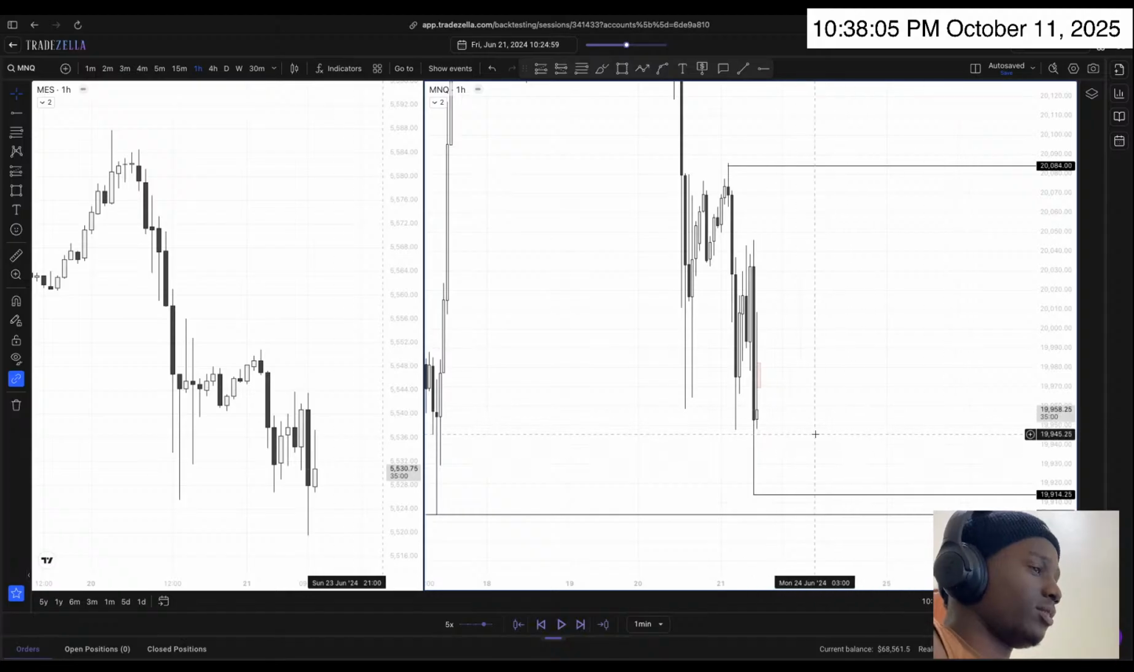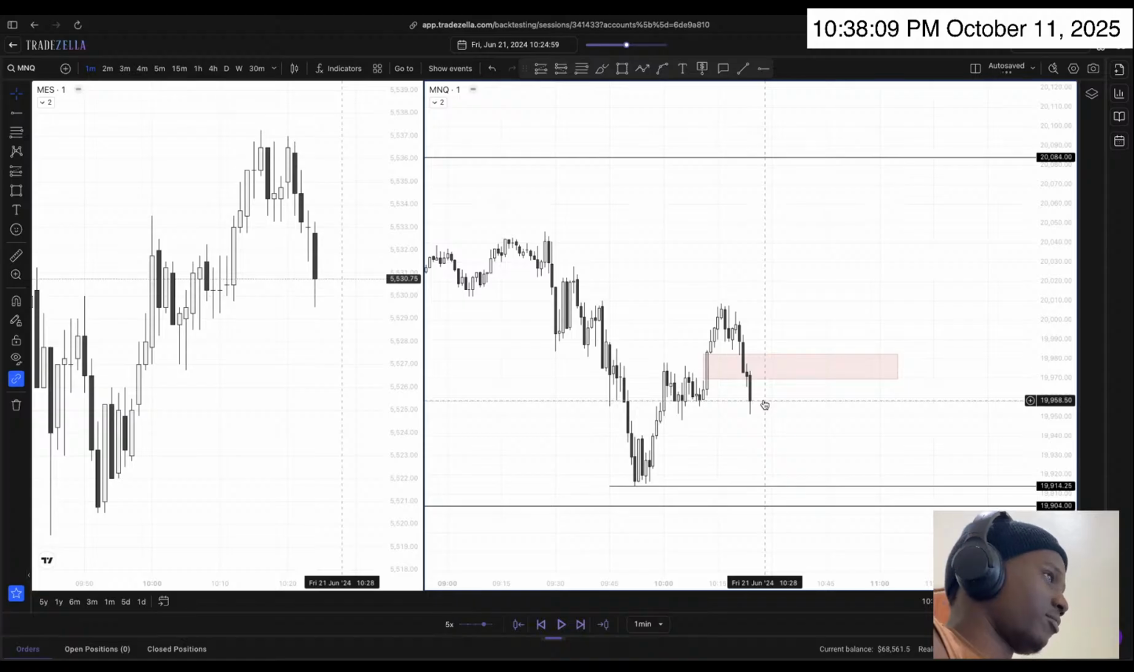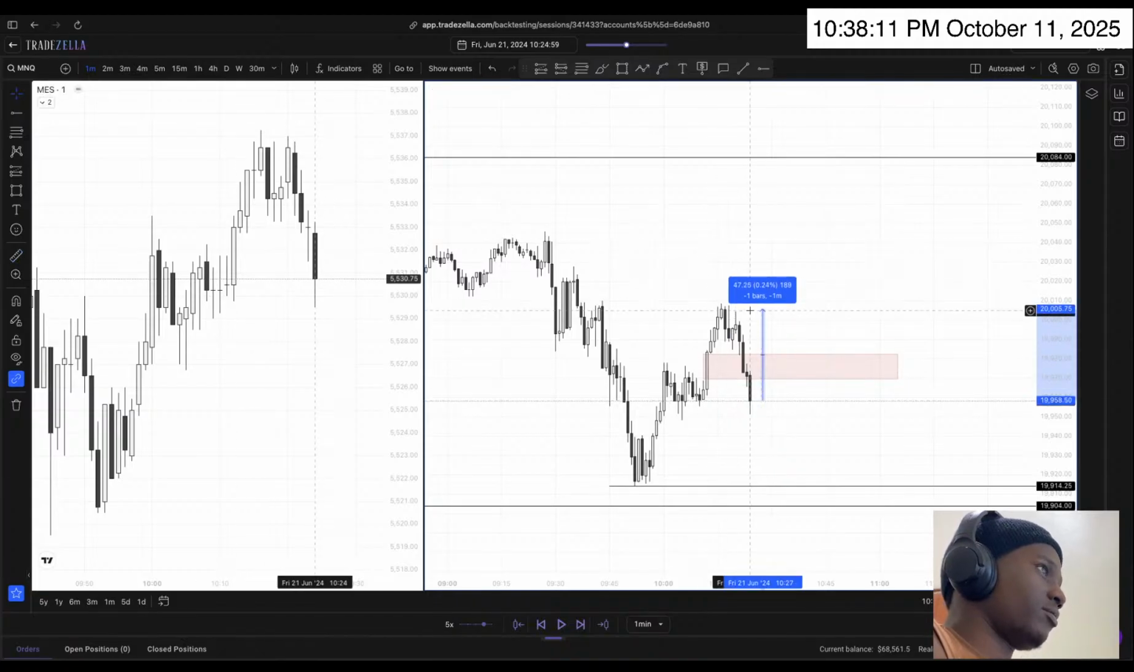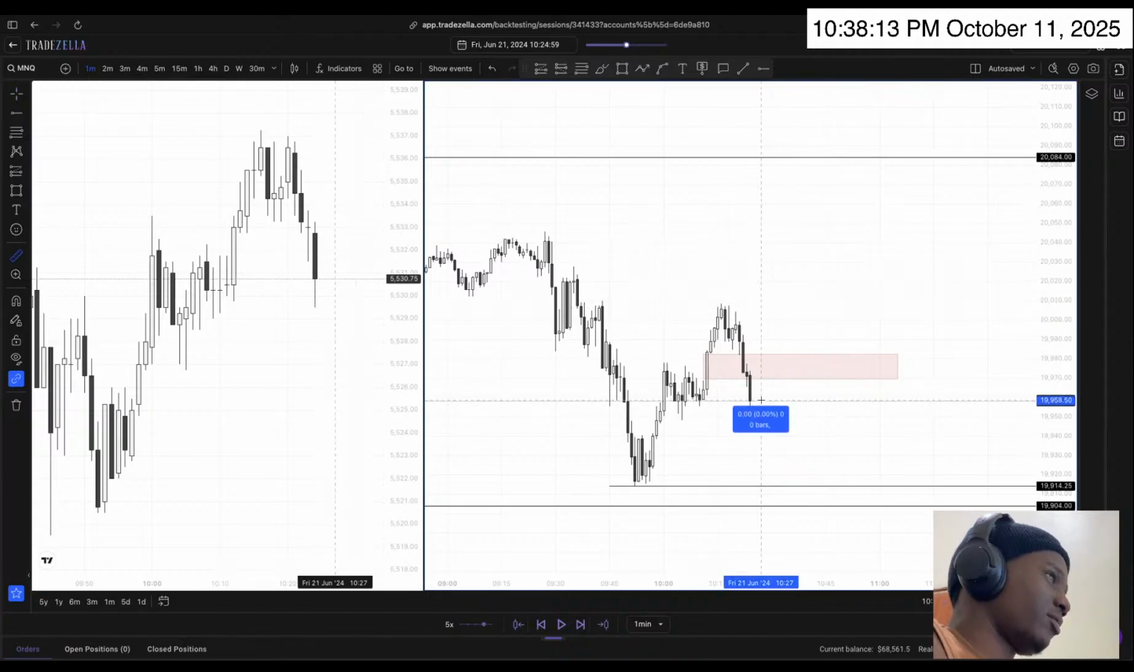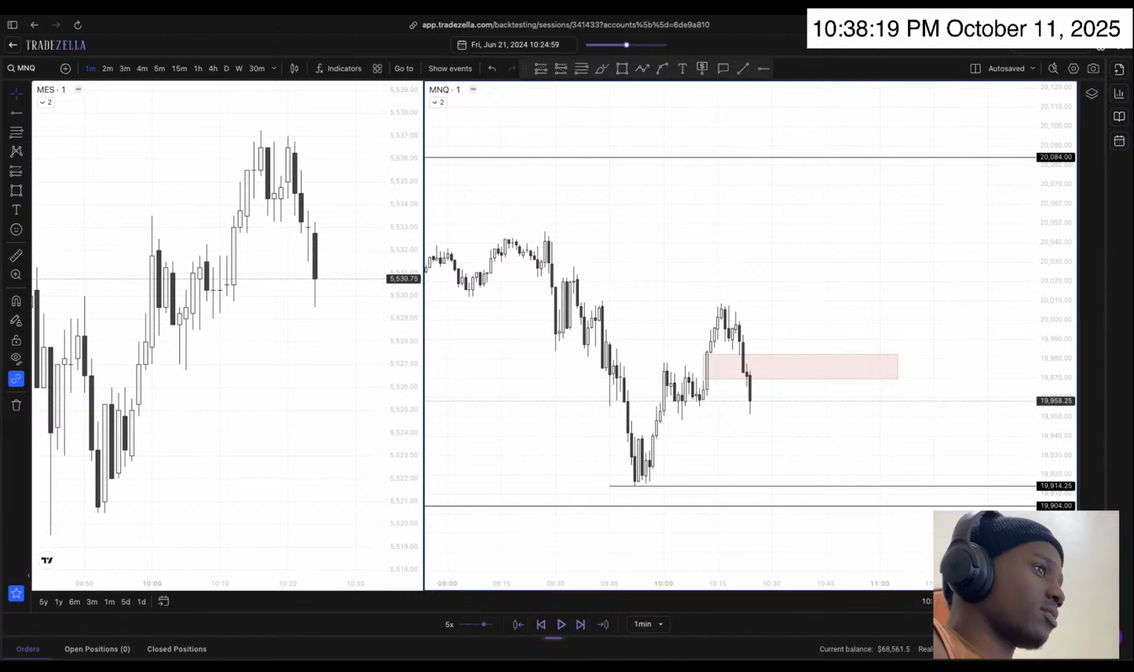But you should see the 1 hour is looking like a cool drop. So I think I could sell from here to here. 47 handles is still much. From here to here, 40 handles, that's 500 over 80. 6.